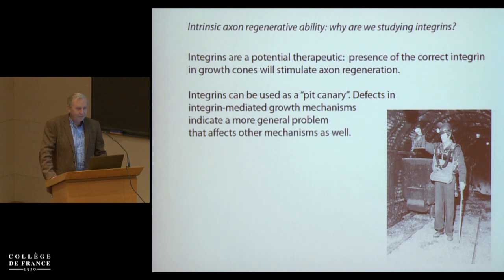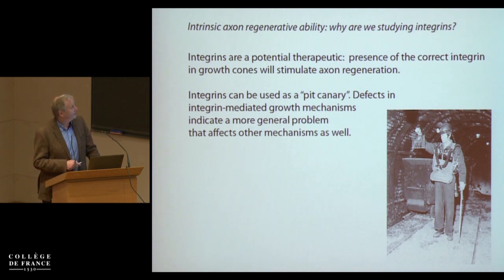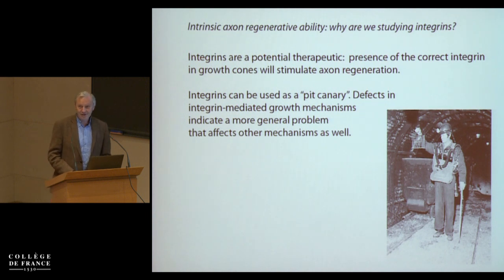And when we started this project, we really had two expectations of what might happen. In fact, both of these have turned out to work quite well. The first expectation we had was that integrins could be a therapeutic, that if we could get the right integrin to the right place into growth cones, this would stimulate axon regeneration and we would get axons to regenerate in the spinal cord. And I'll show you an example of that.